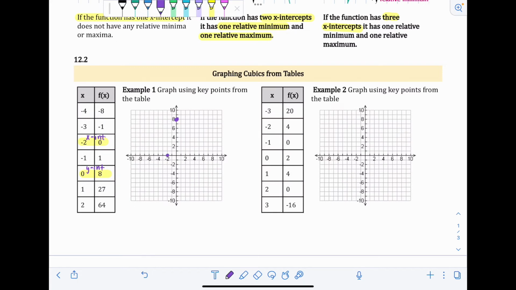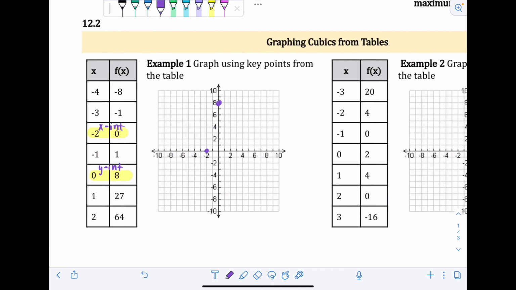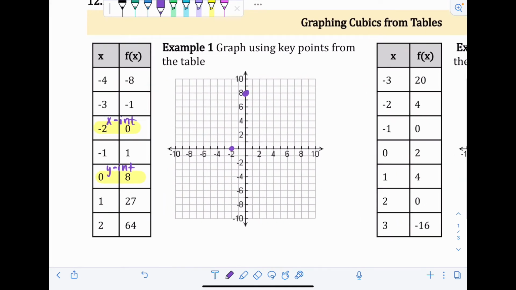(-2, 0). And then we want to know the end behavior as well. It just helps us draw the way that the graph is supposed to finish. So I'm going to talk about end behavior the same way, on the side of the table. So as we look at the left side of the table and we go upward, the x values are getting smaller. So that's x approaching -infinity because the x values are getting smaller.